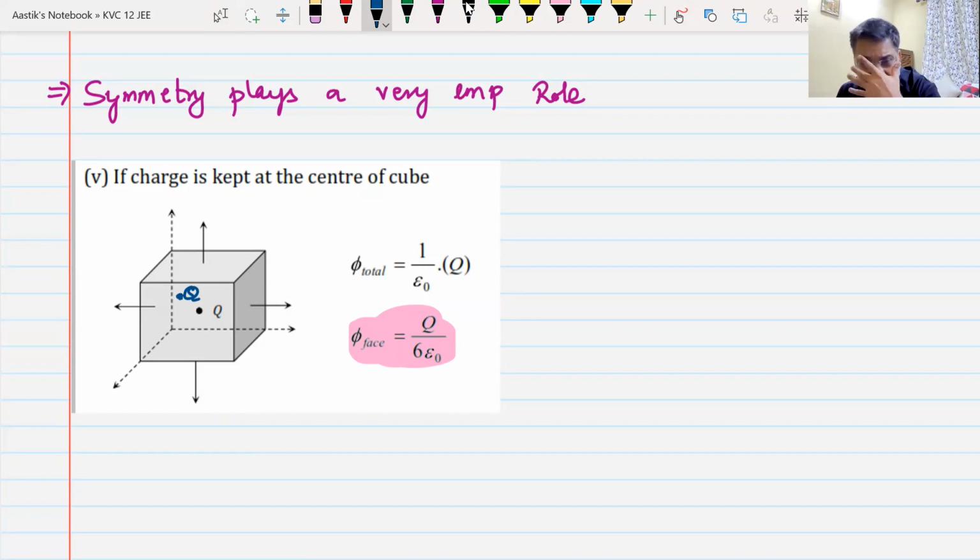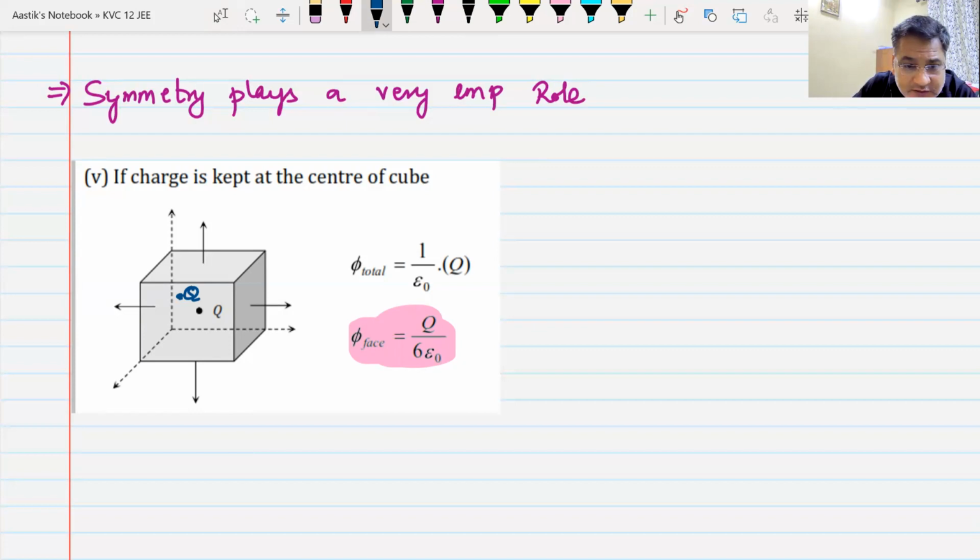This type of question has come in previous year JEE, but do you understand that symmetry plays a very important role here? If the charge is exactly at the center of the cube, the flux through all the 6 faces will be the same, and that will be equal to q by 6 epsilon naught. This is what you need to understand. We understand this, yes or no?